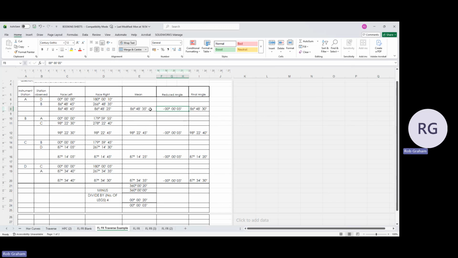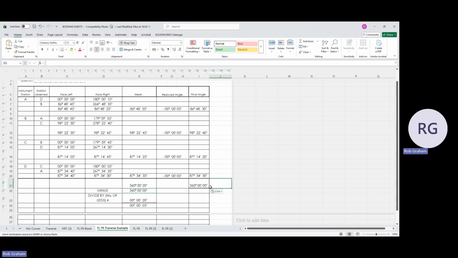Then it's very simply 86, 40, and 35 minus 5 seconds, so that reduces that down to 30. And we put our full figure in there: 45 minus 5, 40; 25, 20; 35, 30. And when we tally these all up, it should equal 360 degrees, 00 minutes, and 00 seconds. And that is what's called our angular misclosure. So basically, our angles calculated out in the survey were off by 20 seconds, and we have corrected our angular misclosure.